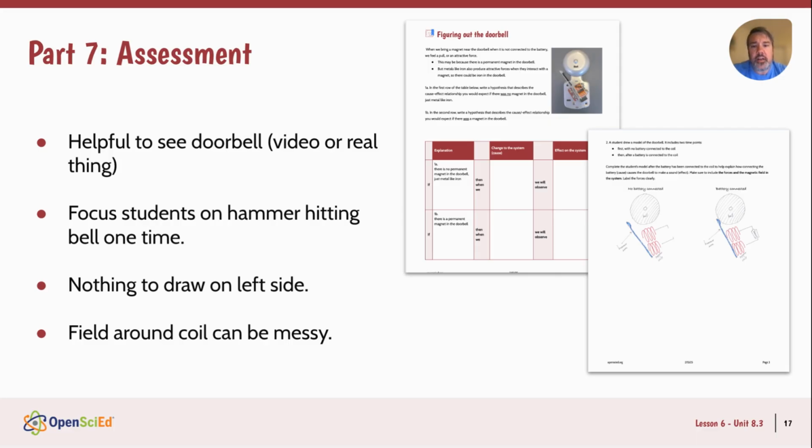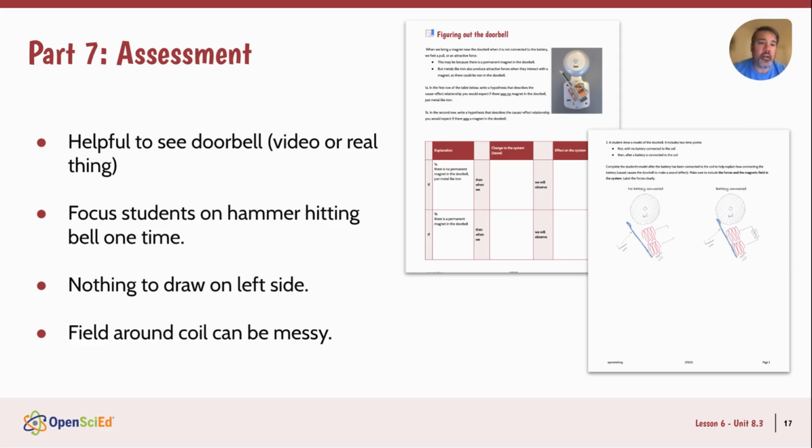Focus students on just the hammer hitting the bell one time. We don't need students to model the back and forth motion. We just really need them to model how the hammer gets pulled toward the bell and hits it. So really just focus them on that one motion, that one moment in time.